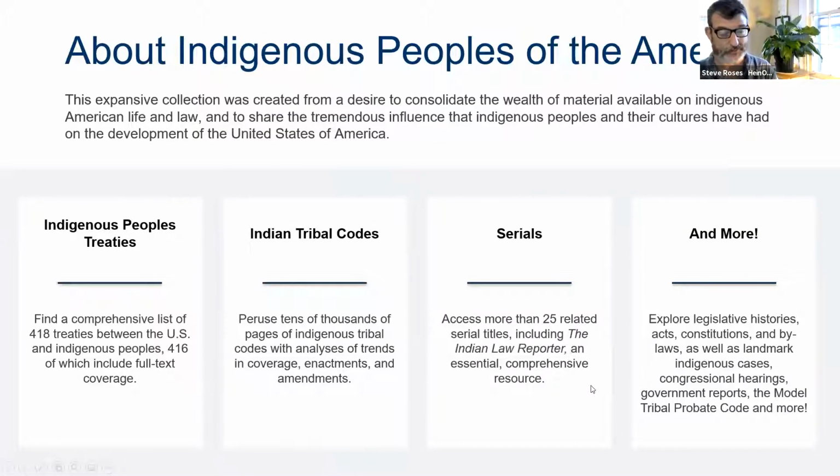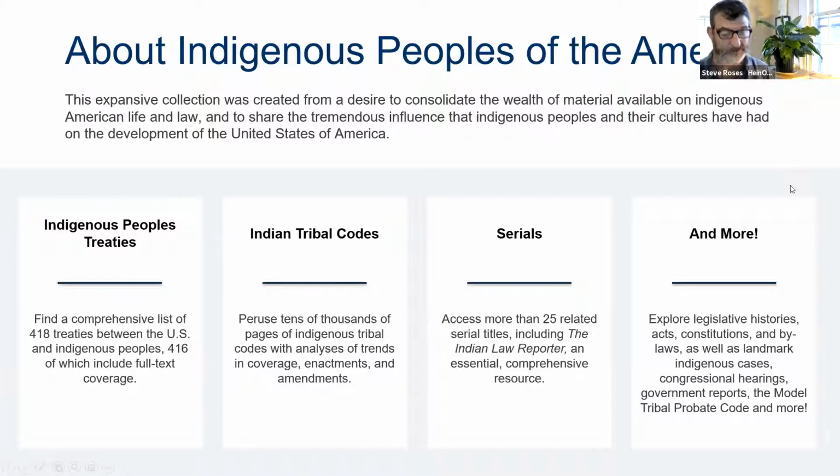Indigenous Peoples of the Americas is an add-on collection. What does it have in it? It's a comprehensive list of 418 treaties between the US and Indigenous peoples, 416 of which are in full text coverage. So one great thing is that the Indigenous collection allows you to look at all these Indigenous peoples treaties. We also have Indian tribal codes, where you can peruse tens of thousands of pages of Indigenous tribal codes with analysis of trends in coverage, enactments, and amendments.